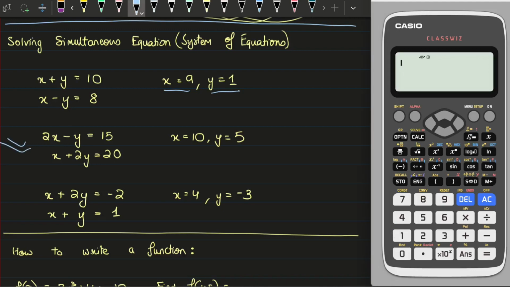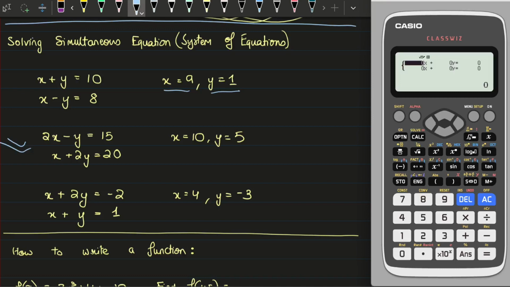Let's reset. To reset, you go to menu and then press 1. That resets your calculator screen. Now, again, to solve a simultaneous equation, menu, down, right, and then press equals to. That brings you 2 options, simultaneous equations and polynomial. You're going to select 1. You want to solve simultaneous equations. Then you've got the number of unknowns. You're going to press 2. You have x and y. You have 2 unknowns.